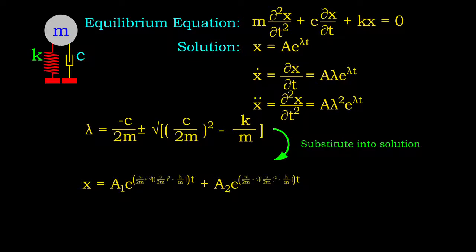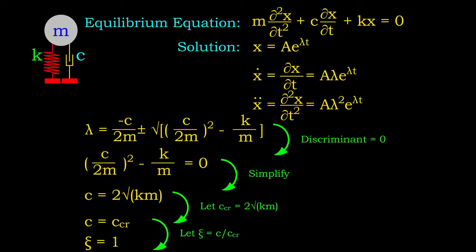Since we could have two possible answers for lambda, the expression of x should take the following general form. From the solution for roots, we have three possible cases based on the value of discriminant. Considering the case where discriminant is 0, we can express the damping component C in terms of K and M.